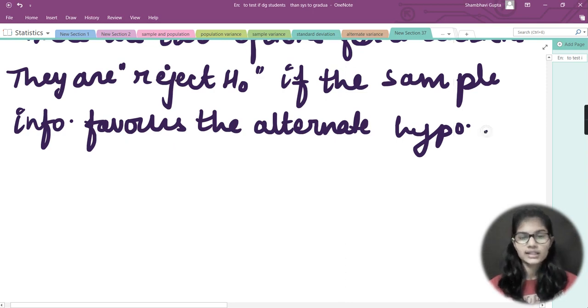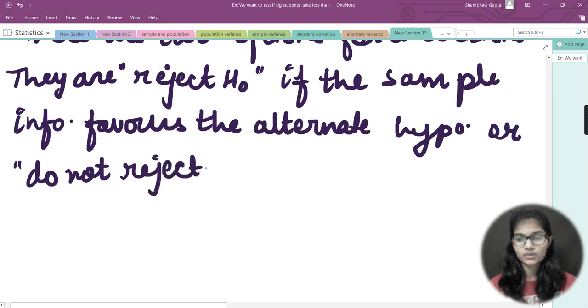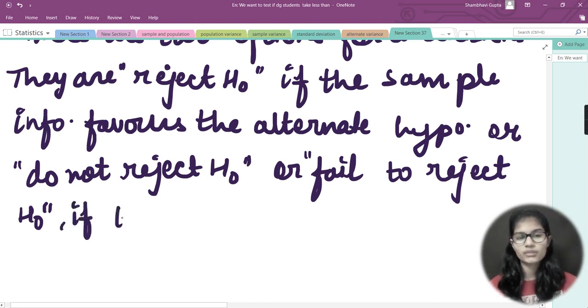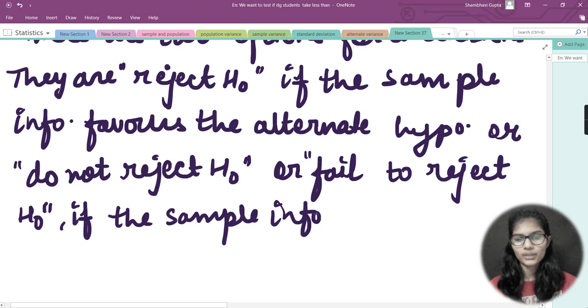And the second one is that we do not reject H naught. That is my second condition. Or you can write it as fail to reject H naught. This is another way we can write it. So the second goes like that: do not reject H naught, or fail to reject H naught. This is a decision which can be made if the sample information is insufficient.